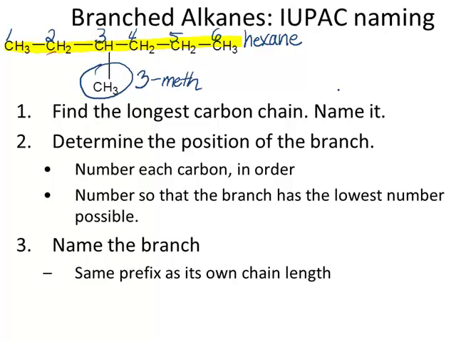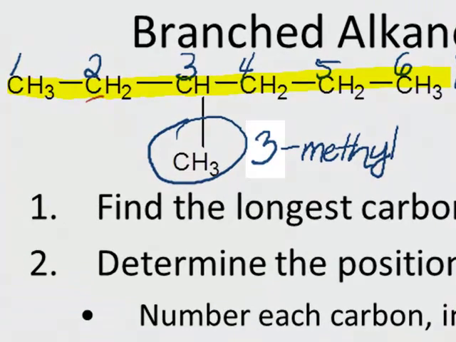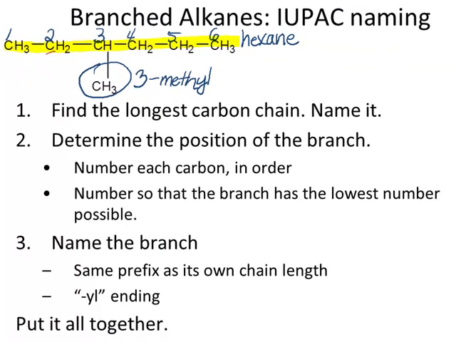However, I don't want to call this methane because it's a branch. It's not its own molecule. Instead, I'm going to use the YL ending. So instead of calling it methane, I'll call it methyl. Notice that I'm separating the 3 and the word methyl with a dash. In IUPAC nomenclature, anywhere that a number and a letter are next to each other, we always separate it with a dash. Now I'm ready to actually put the name together.